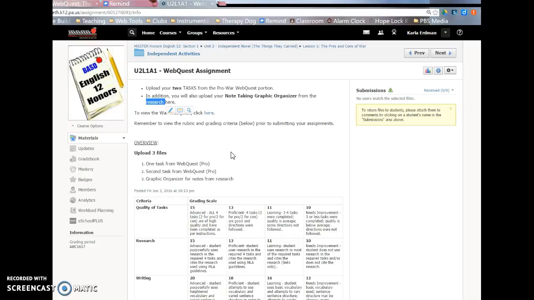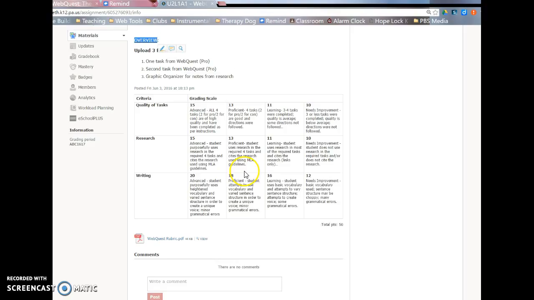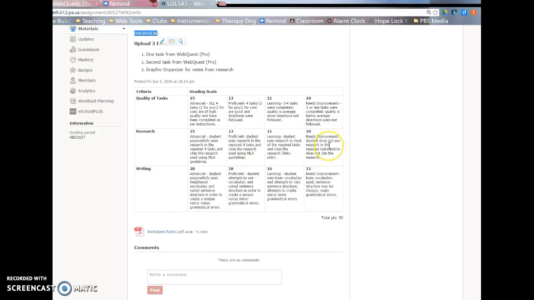end for your essay. However, you can also take some of that research and include it in the task that you are trying to accomplish. So again, you have an overview here, what you should be uploading, and there is the rubric on how you will be scored. Notice the point total.